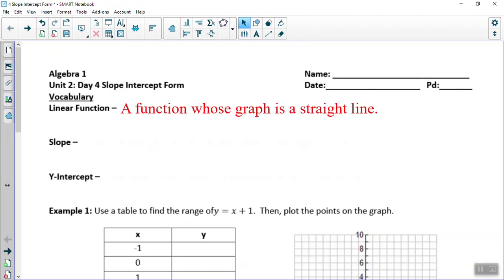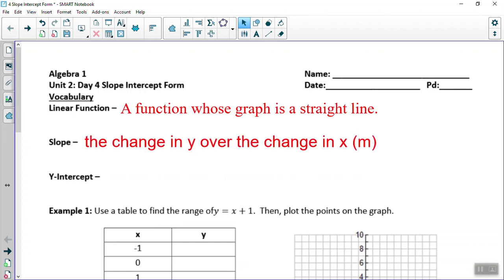A linear function is a function whose graph is a straight line. Slope, which is something we've already talked about, is the change in y over the change in x. Remember, we're going to represent that as the variable m. Our y-intercept, so this is the piece we're adding in today, is where the line crosses the y-axis. We represent that with the variable b.